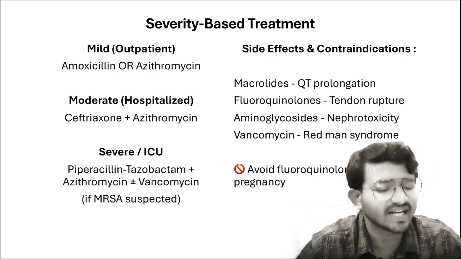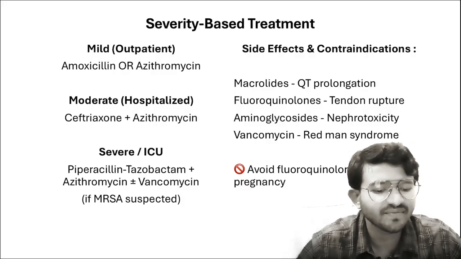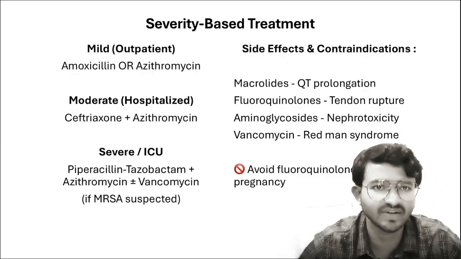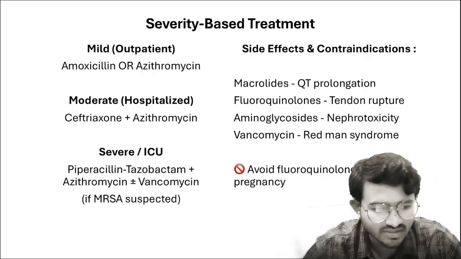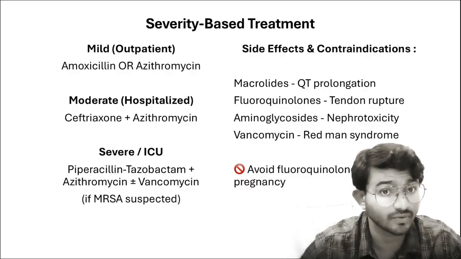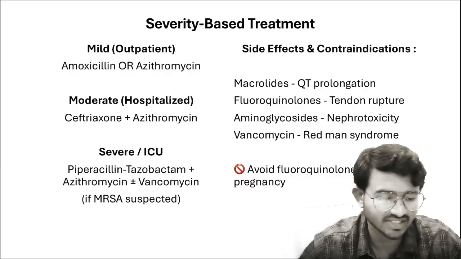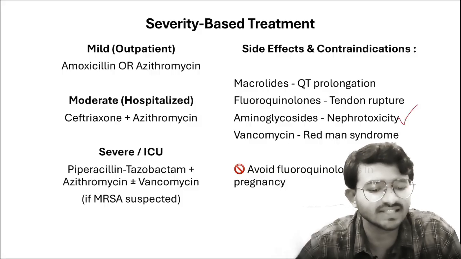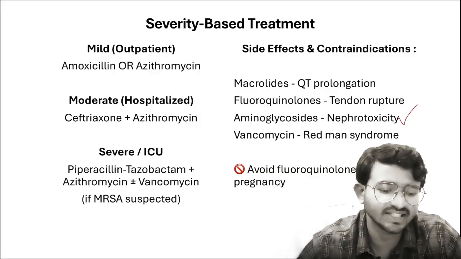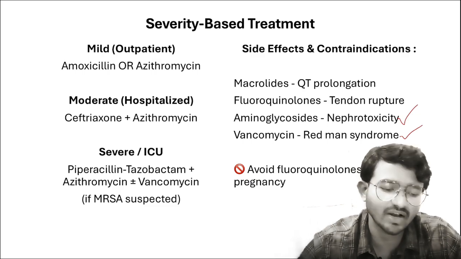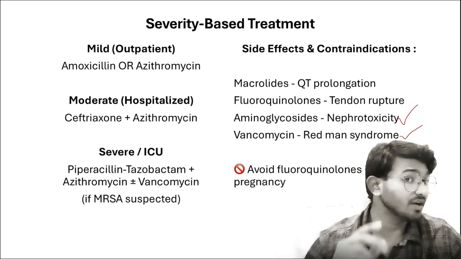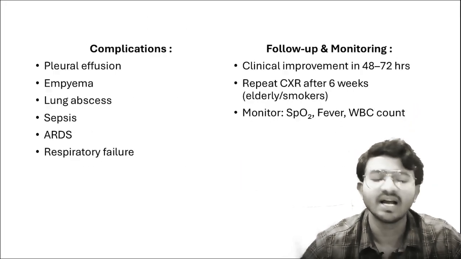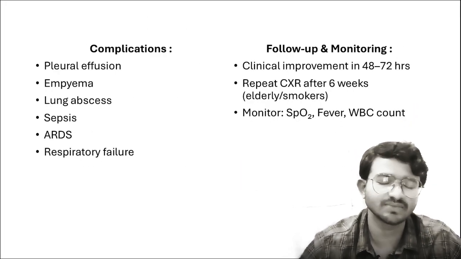Now we have some side effects and contraindications. For macrolides, the side effect is QT prolongation. For fluoroquinolones like levofloxacin, tendon rupture is the side effect. Aminoglycosides can cause nephrotoxicity. For MRSA, if you are using vancomycin, it can cause red man syndrome. And fluoroquinolones we have to avoid in pregnancy, because it will cause problems to the baby.